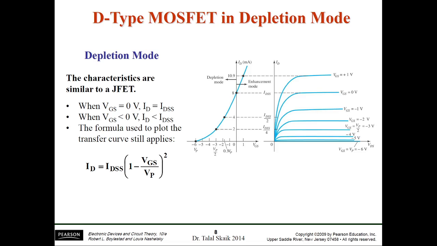So for the depletion MOSFET, the current is given by ID equals IDSS times (1 minus VGS upon VP) whole squared. IDSS is nothing but my saturation current. VGS is the gate to source voltage. And VP is the voltage at which your device will get shut off, current will not flow.